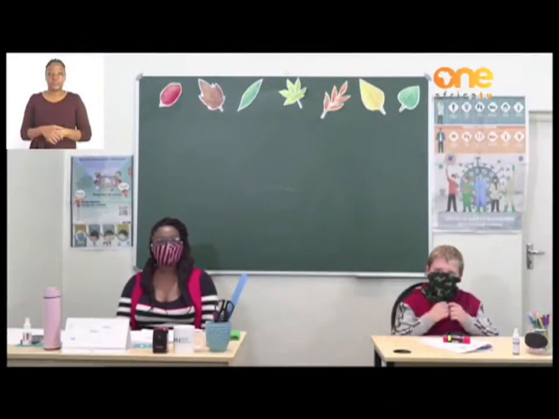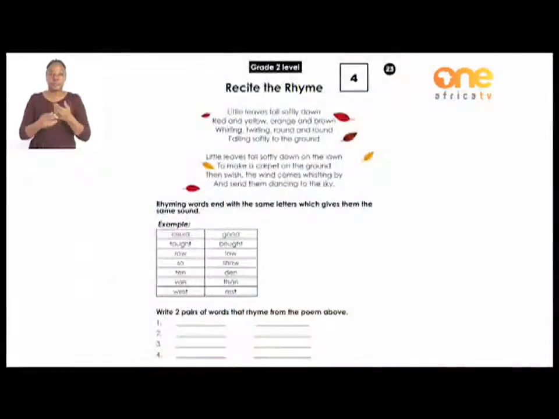Let's now turn to page 23. On page 23, we have a poem that we have to recite, but this time it is a rhyme. I am going to read this poem or this rhyme for you, and you are going to listen. I am going to read it twice, and then you will read it by yourselves at home.